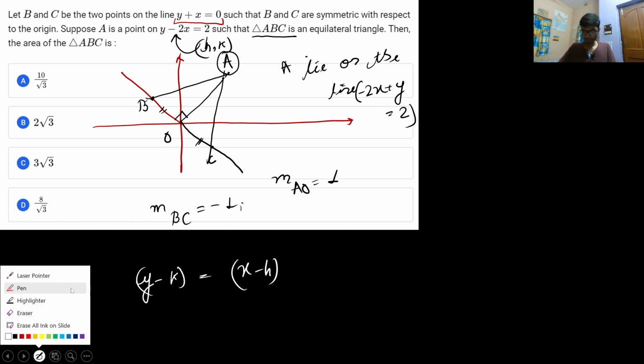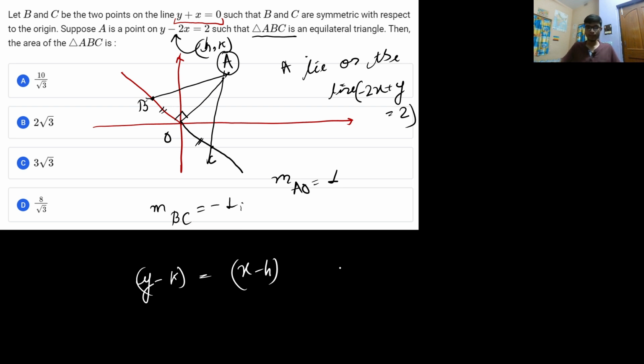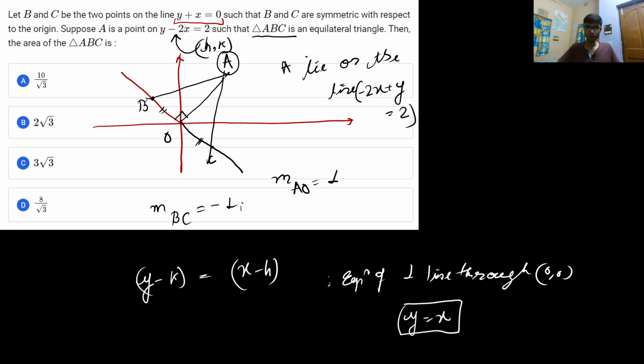So I can solve this as, since A lies in the intersection of the perpendicular, or I can do it in this fashion. I can consider any perpendicular line passing through the origin. The equation of the perpendicular line through (0, 0) will be x = y.